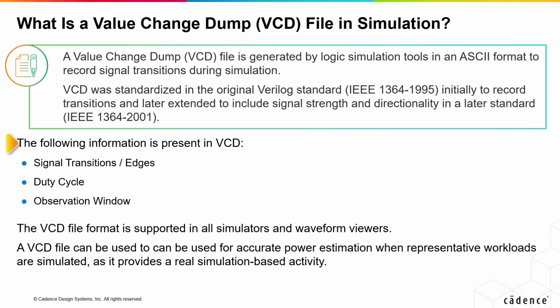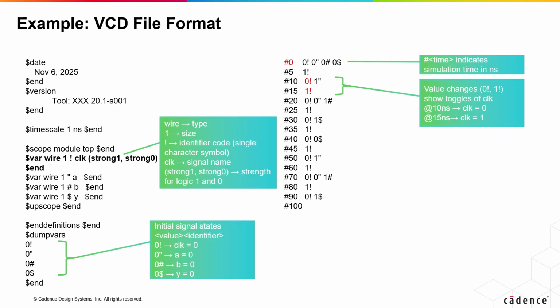The VCD file is compact and efficient. It contains information such as signal transitions, duty cycle, and the observation window. VCD is supported by most logic simulators and waveform viewers. The VCD file records simulation activity, so it is mainly used for precise dynamic and static power calculations. An example of a sample VCD file is provided here.